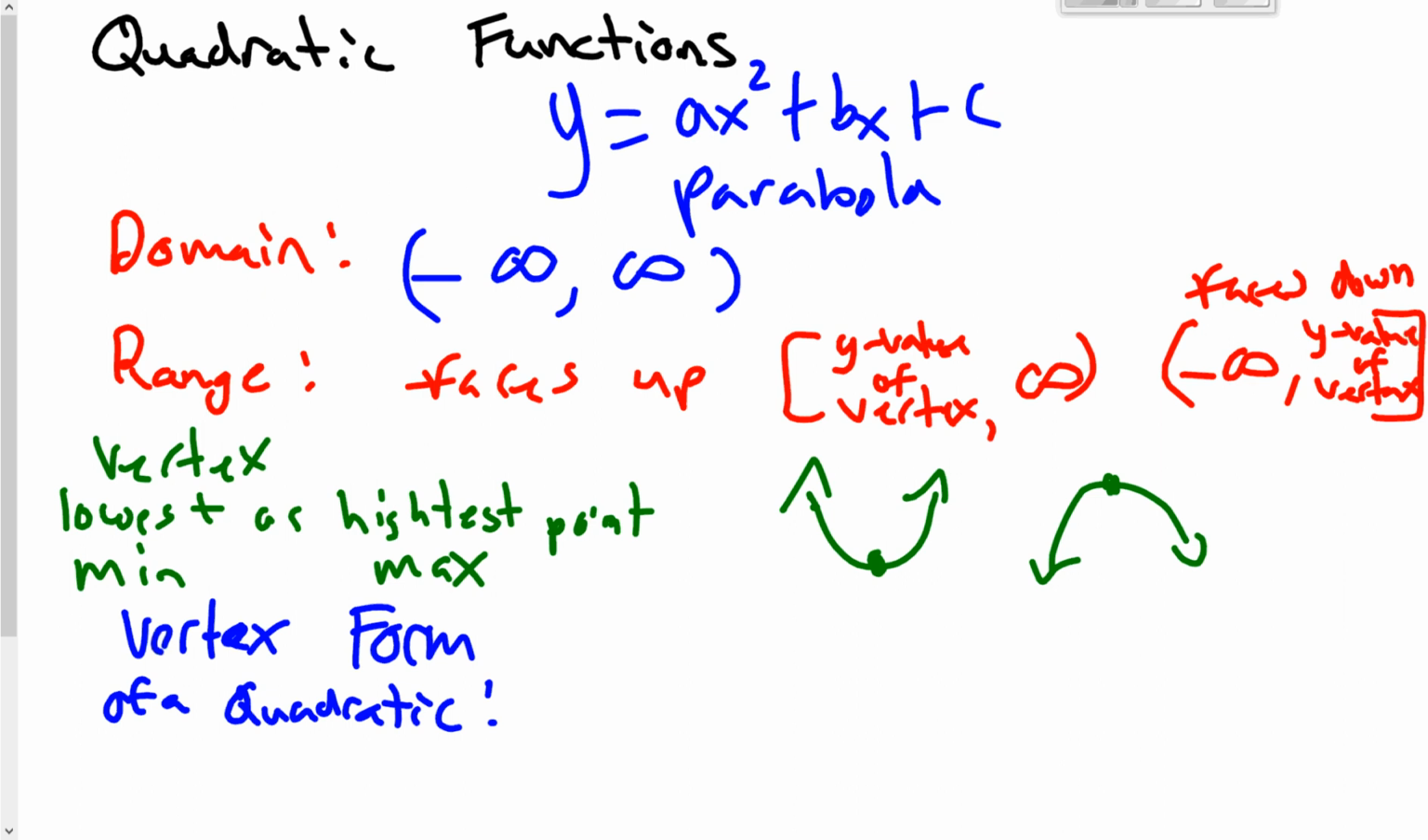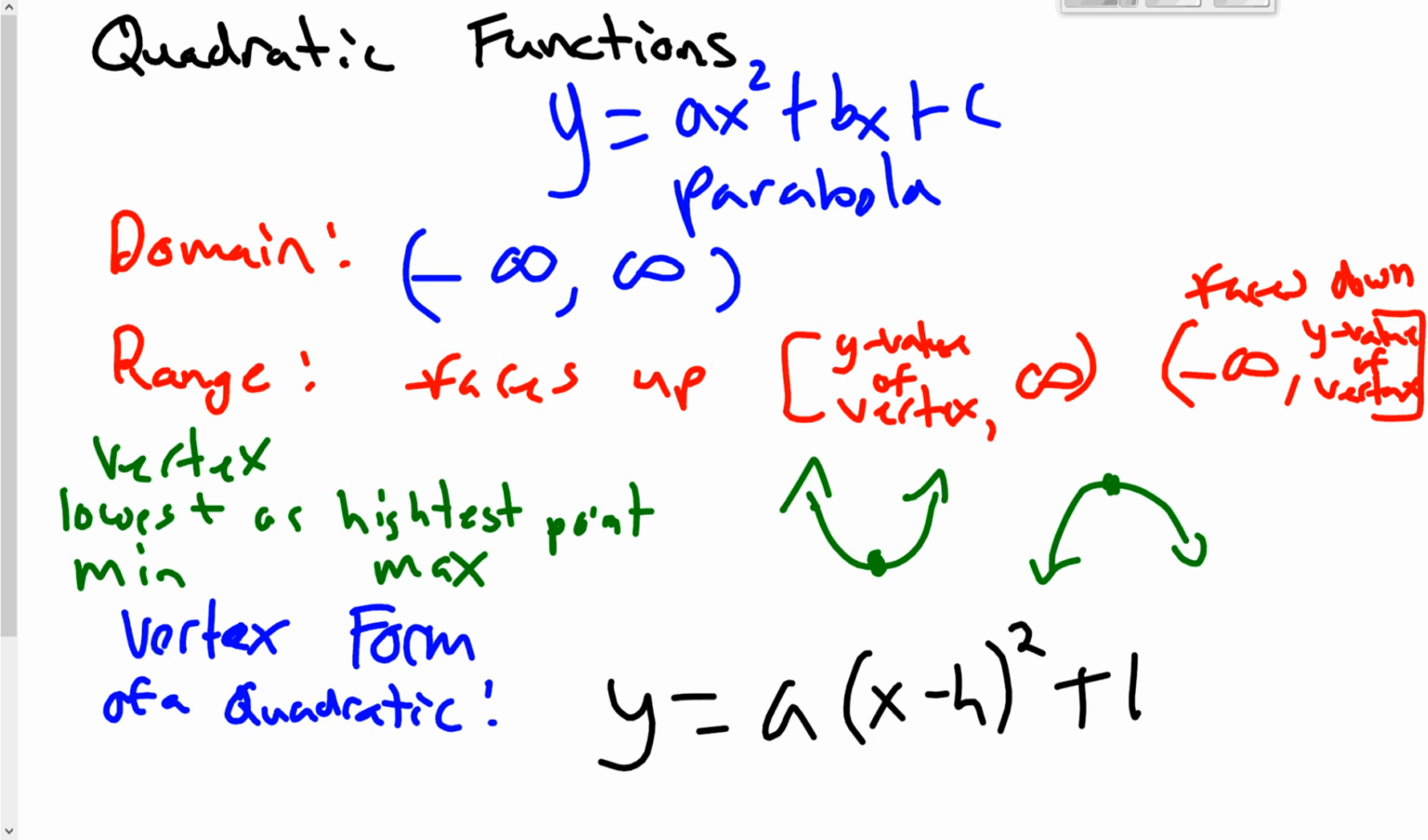And then the vertex form, so that's standard form up there. Vertex form is f of x equals or y equals a parentheses x minus h quantity squared plus k, where our vertex is h comma k. And again, a would make it face up or down, and we'll talk about that in the next video.